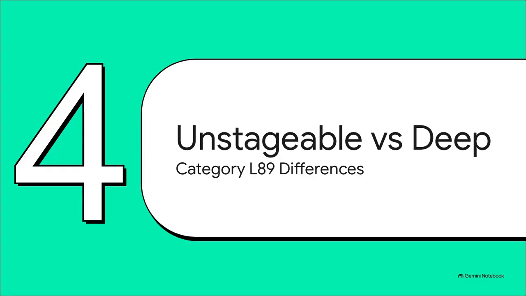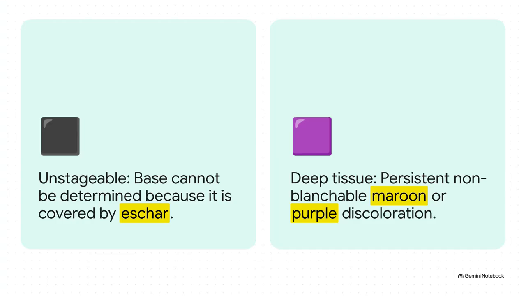All right, Section 4, Unstageable versus Deep Tissue Category L89 Differences. Let's clear up some major confusion between 2 terms that describe severe damage. Unstageable uses a .0 4 code, like L89.x0 4. This literally means you cannot physically see the bottom of the ulcer to stage it, simply because it's completely covered by eschar, which is that dead, dark, crusty tissue, or slough. On the flip side, deep tissue injury uses a .6 code. This is a persistent, non-blanchable deep red, maroon, or purple discoloration. So here's the zero fluff rule to remember. Crusty eschar means unstageable. Deep maroon discoloration means deep tissue injury.